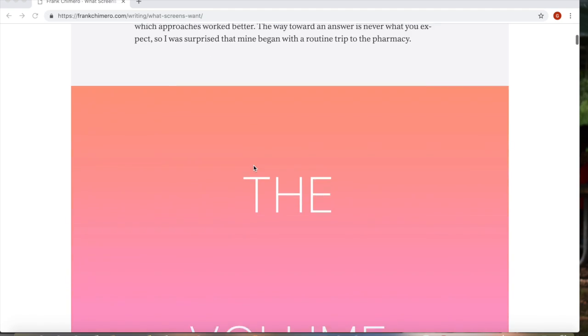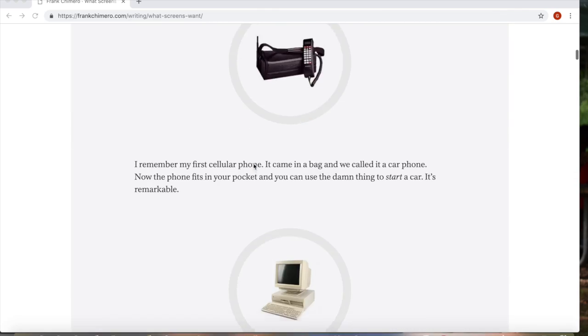Next, another example can be found in Frank Chimero. He analyzed the question of what it means to natively design for screens. He stated, "I couldn't get the question out of my mind. The way the answer is never what you expect, so I was surprised that mine began with a routine trip to the pharmacy." To discuss the answer to Chimero's question, I made my own online essay.